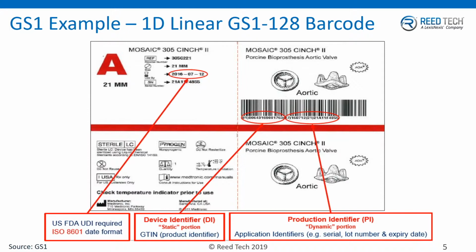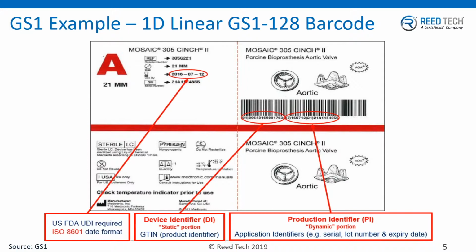So that number is made up of an indicator digit, a GS1 company prefix, an item reference number, and a check digit. Now to the right of that is your production identifier. So this has your serial number, your expiration date, your batch and lot number, and this is a dynamic number that's consistently changing due to the various different expiration dates and serial numbers.